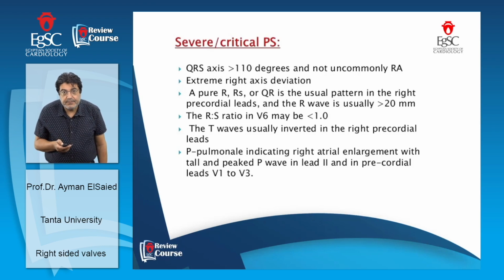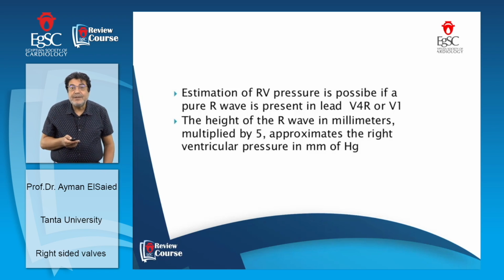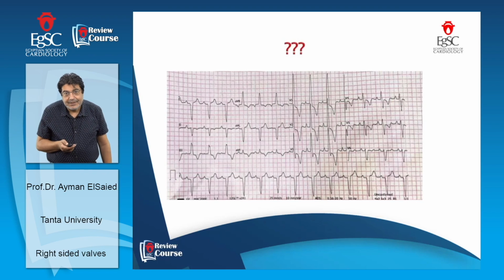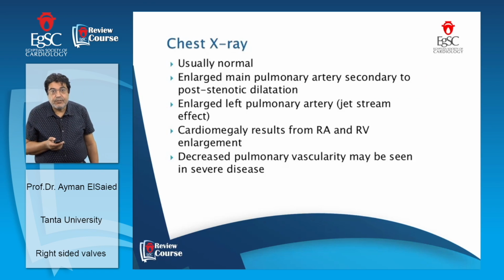atrial dilatation and hypertrophy. Estimation of RV pressure from the ECG, as I said, is fantastic. You can multiply the millimeter height of the positive R wave in V1 by 5, and you can get the gradient, which is very sensitive, like echo Doppler or cardiac catheterization. This is an example of a 20 millimeter tall R in V1 multiplied by 5, and the gradient was 100 millimeters mercury. X-ray is also valuable for evaluation.